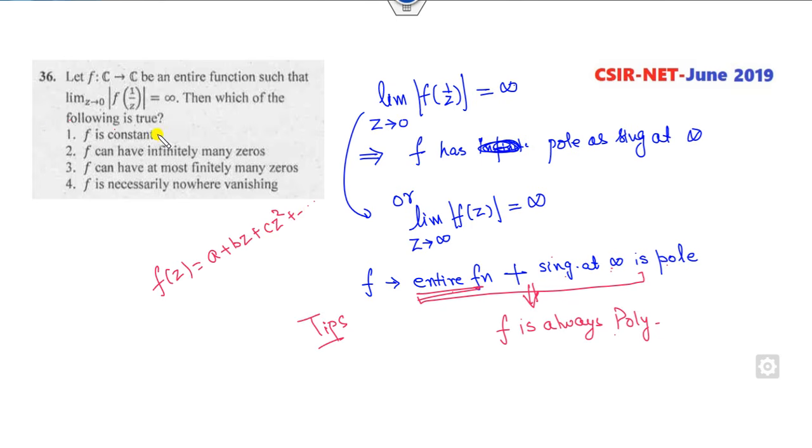So f is a constant. Every constant function is a polynomial. That's a correct statement. F can have infinitely many zeros. That's wrong, because a polynomial always has finitely many zeros. F necessarily nowhere vanishes. That's wrong, because if I simply take 1 minus z, it is a polynomial, so it vanishes at z equal to 1. So this option is cancelled. A and C are the correct options. Every constant function is a polynomial as well, because if I take, this is 1.